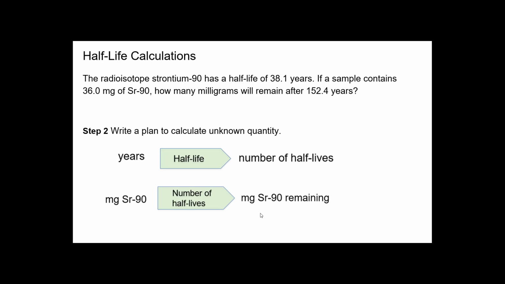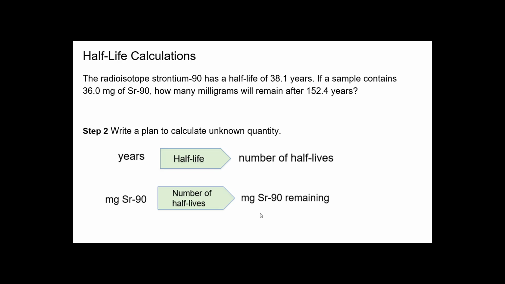Okay, so we need to write a plan to connect everything. So we have years. We're going to start with years because we're going to look at either 152.4 years or the starting amount. So for now, we're going to look at years. We can go from years to a half-life. Why can we do that? Because one half-life equals 38.1 years. So that is a conversion that we can use. And then we can take those half-lives and then determine from the starting amount how many half-lives we've gone through to determine the remaining amount.